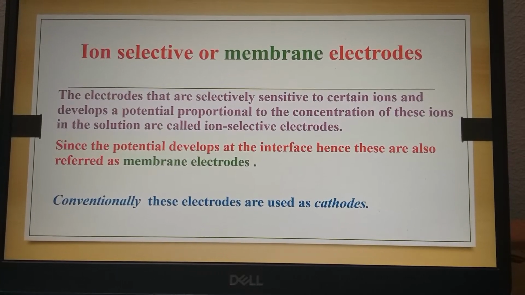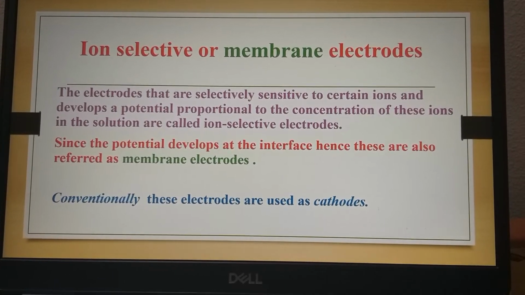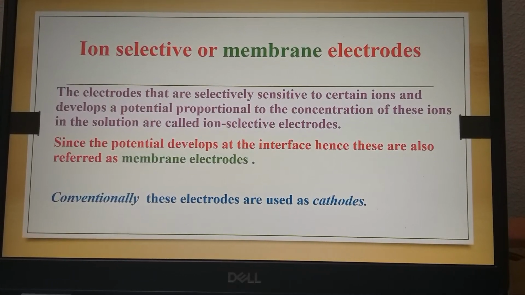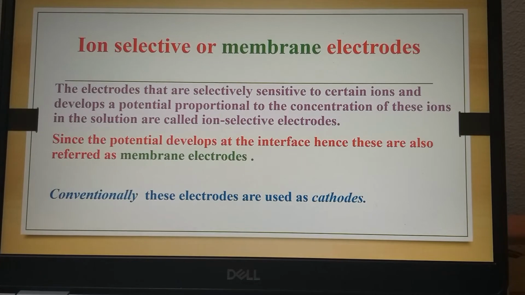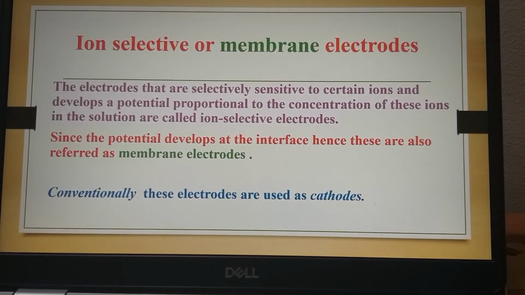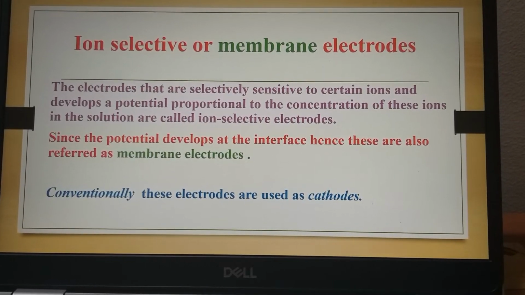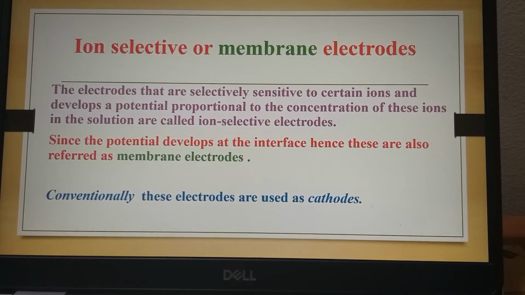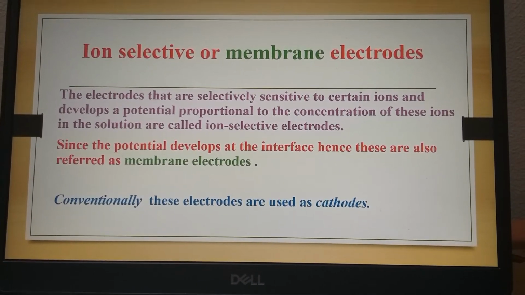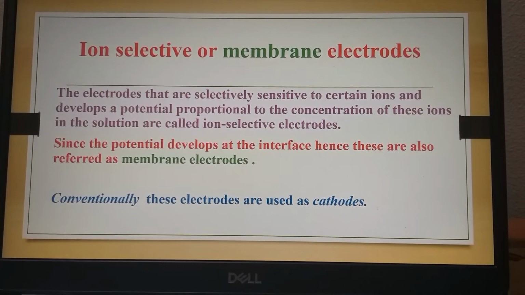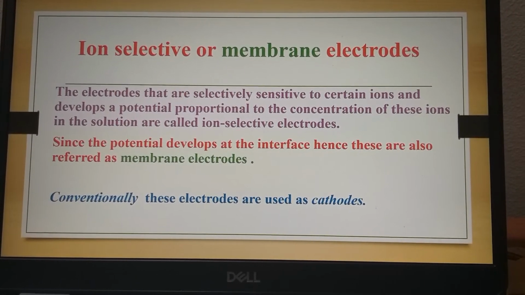Further explaining the same definition, suppose we are taking an ion selective electrode which is sensitive towards sodium ions and immerse it in a solution of sodium chloride. It will develop a potential against only sodium ions, ignoring the chloride ions. So this is how the electrode develops a potential against a particular species of ions, ignoring the other ions present in the solution, and therefore they are termed as ion selective electrodes.